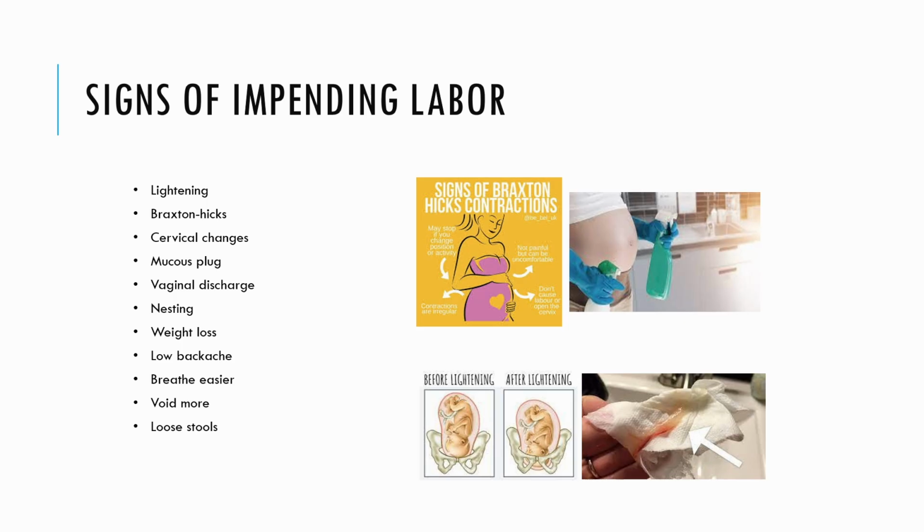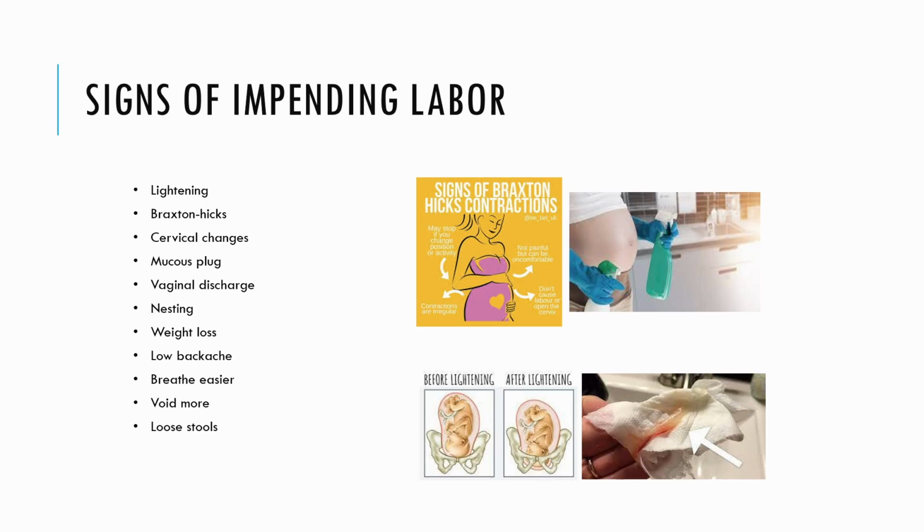Braxton Hicks are another sign of impending labor. These are false labor contractions. So they are contractions, but they don't cause your cervix to dilate. Usually they stop if you do different things to get the contractions to stop.